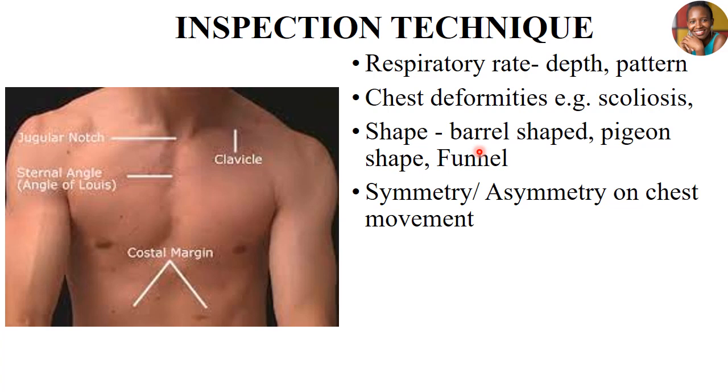All these are abnormal chest. But also you need to check on the symmetries in terms of chest movement. If the patient is breathing in and out, check how the symmetry is moving. Are the chest rising and falling at the same time on both sides, that is left and right? Is the chest maybe having one side not moving at the correct pace as the other?